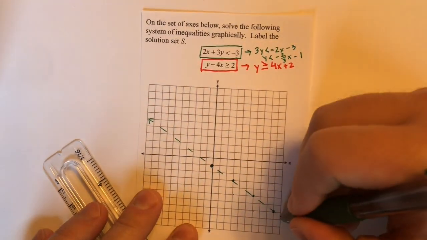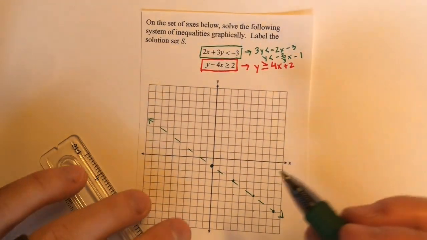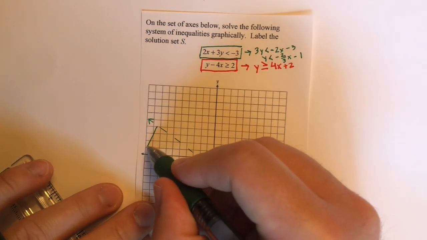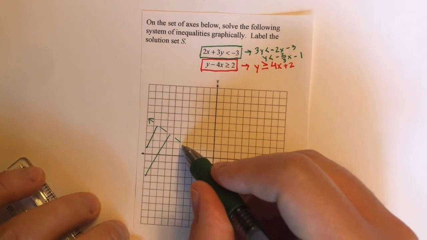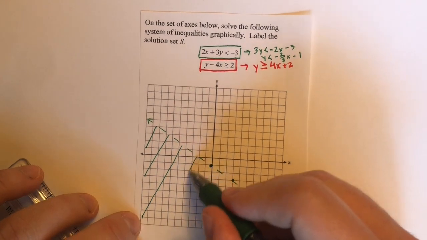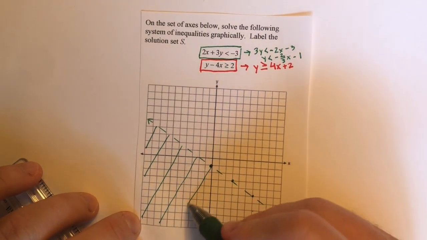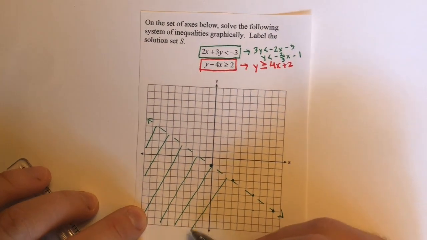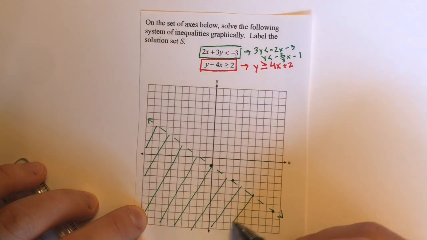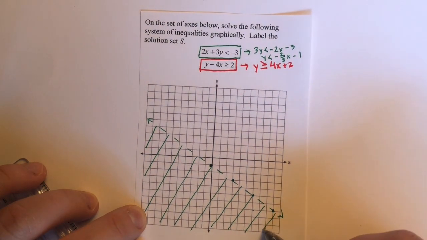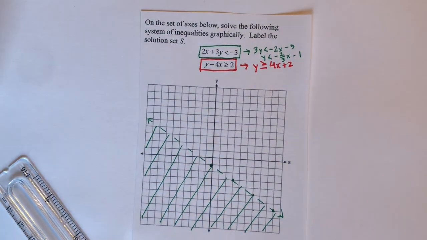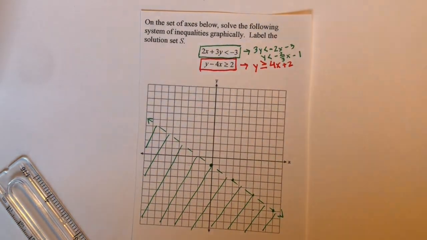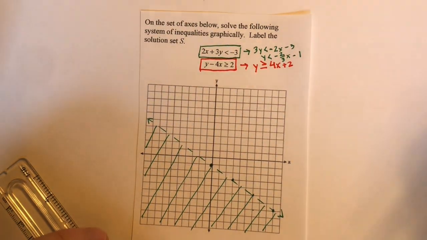All right, so if we were to shade this properly, that means we would shade, if I test the solution, this would be the area that would satisfy. All right, so next, we are going to test the next inequality.